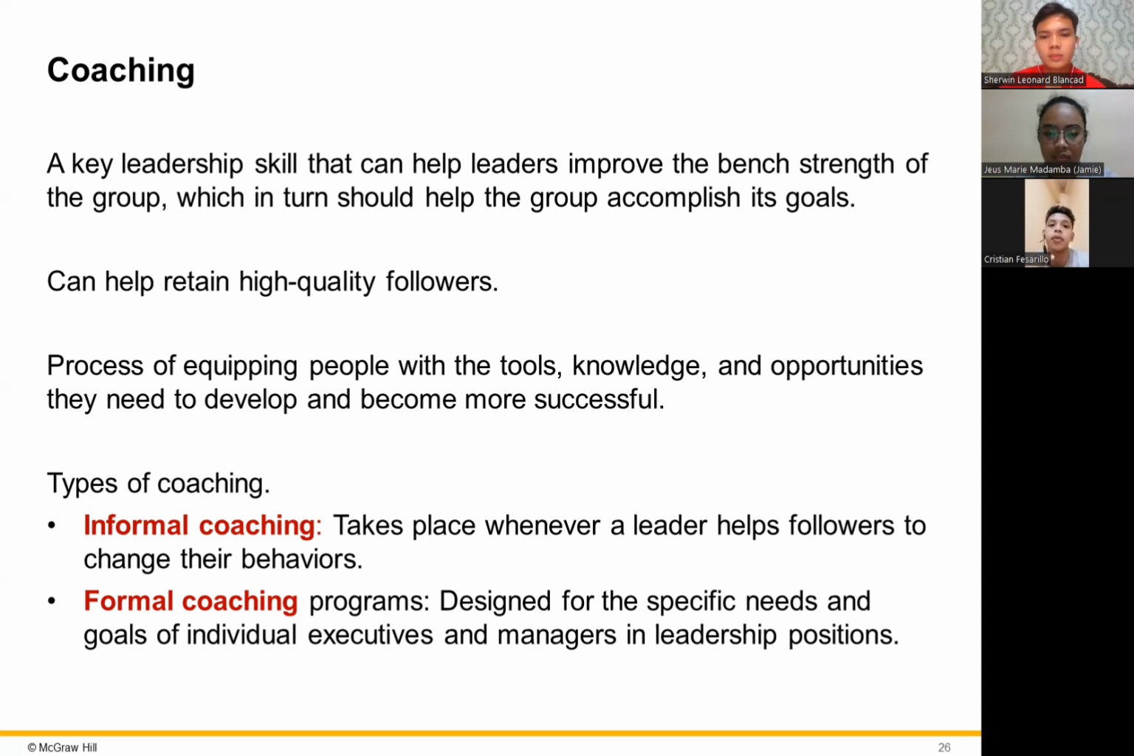There are two types of coaching. The first one is informal coaching. It takes place whenever a leader helps followers to change their behavior, while formal coaching programs are designed for the specific needs and goals of individual executives and managers in leadership positions.